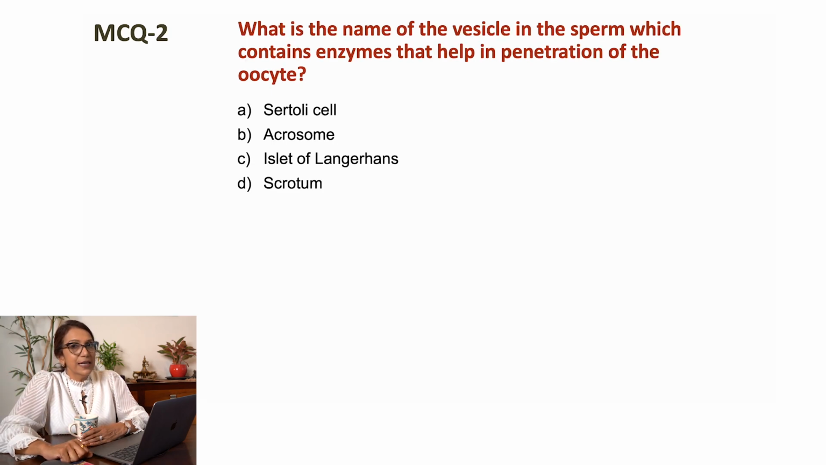Okay. Next one. What is the name of the vesicle in the sperm which contains enzymes that help in penetration of the oocyte? Again, you don't have to see the options. Which is the vesicle in the sperm that helps it to penetrate into the oocyte? We know it's the acrosomal cap. So let's see if that is there in the options. Sertoli cell, acrosome, islet Langerhans, scrotum. Answer is B, acrosome. Correct.